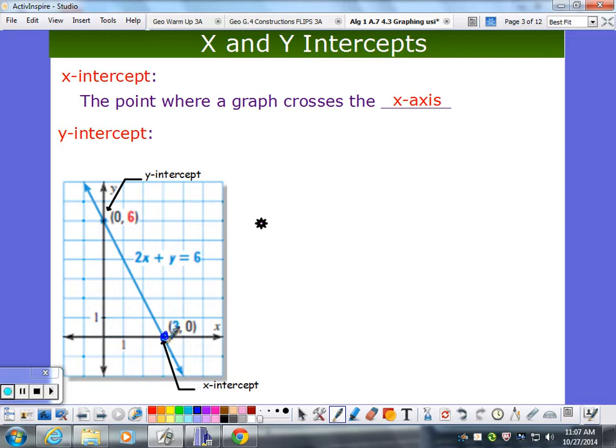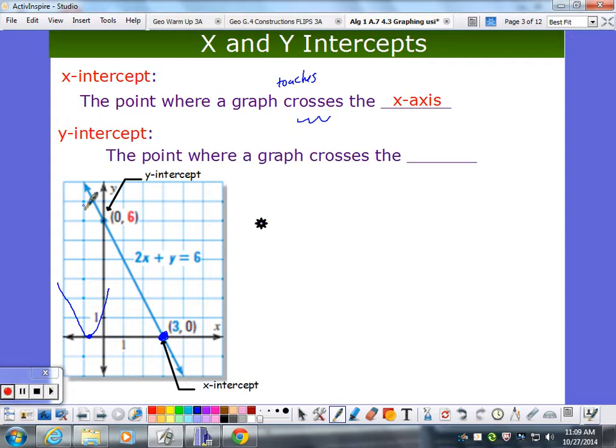Here is my x-intercept for this particular function that I'm looking at. There are other cases where it crosses. I like to put the word touches here as well. There are other kinds of graphs that bounce back. So here's also an x-intercept. It's any point on a graph that touches it in any way, crosses or touches it. All right, now what's a y-intercept? It's the point where a graph crosses the what? The y-axis. So this is a y-intercept.